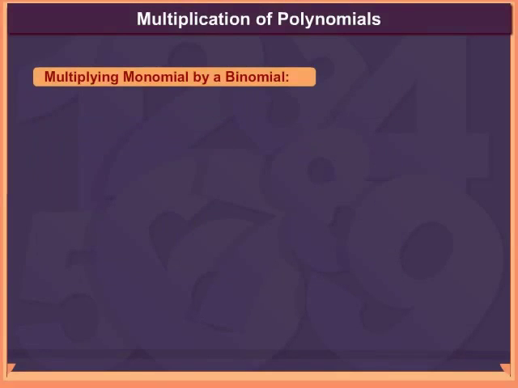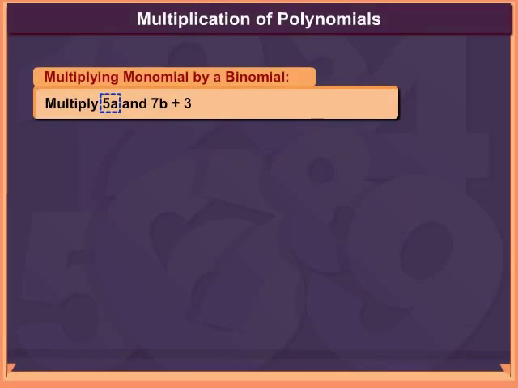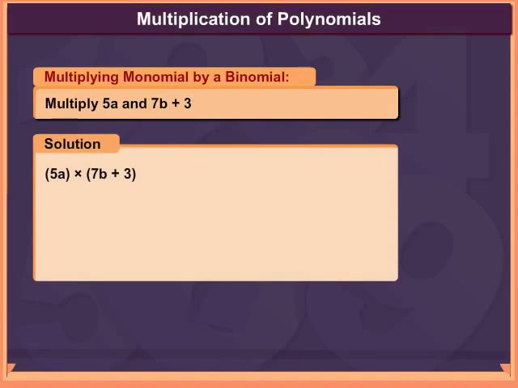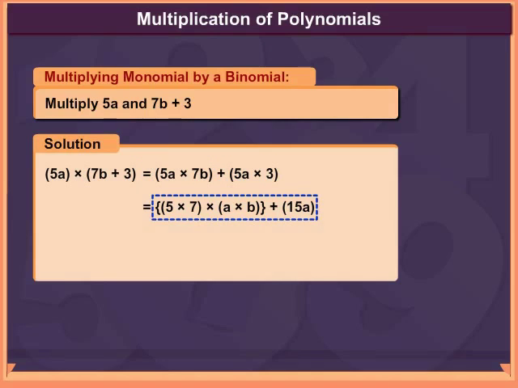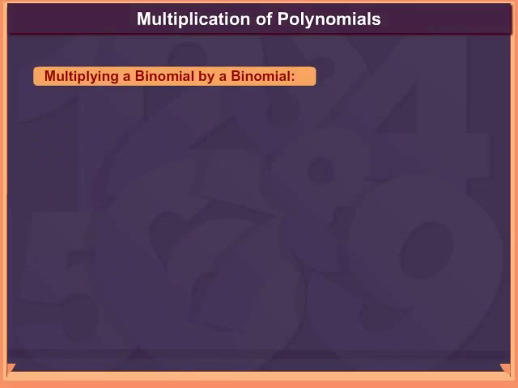Next is multiplying a monomial by a binomial. Multiply 5a and 7b plus 3. Solution. By applying the distributive property of multiplication, we get 5a into 7b plus 3 equals 5a into 7b plus 5a into 3. Now by simplifying and multiplying, we get the answer as 35ab plus 15a.